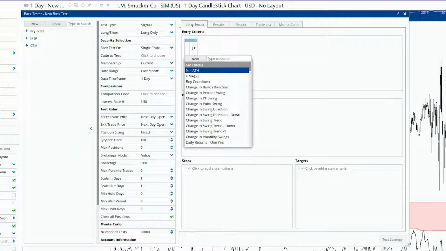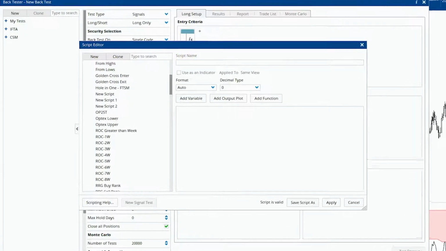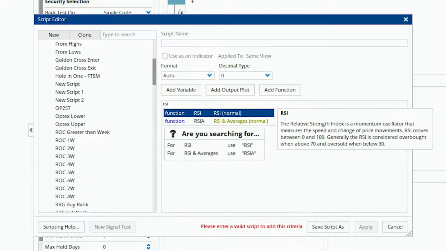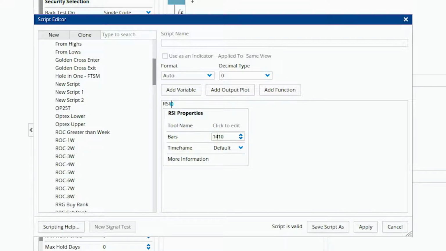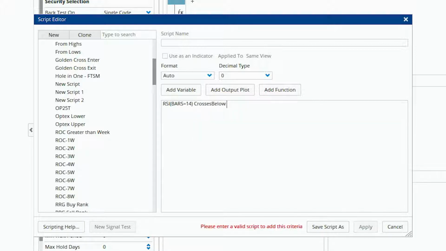So maybe what I want to do here is say, let's create a new scan here, and I want to have an entry criteria for when the RSI, and let's just make sure that's a 14 period, so it's a little bit slower, crosses below the 30% line.